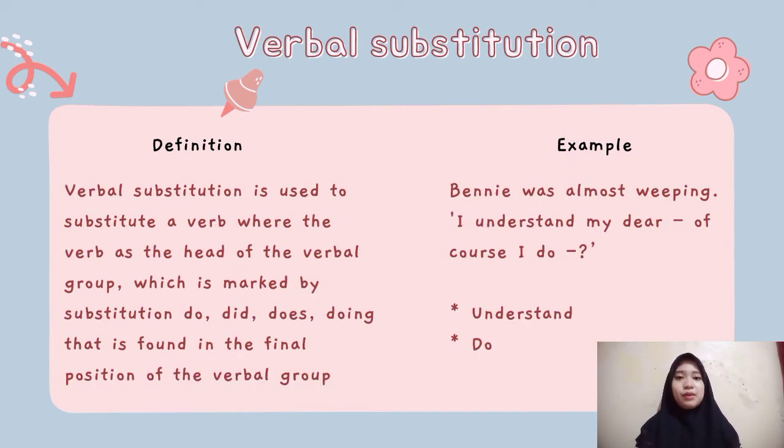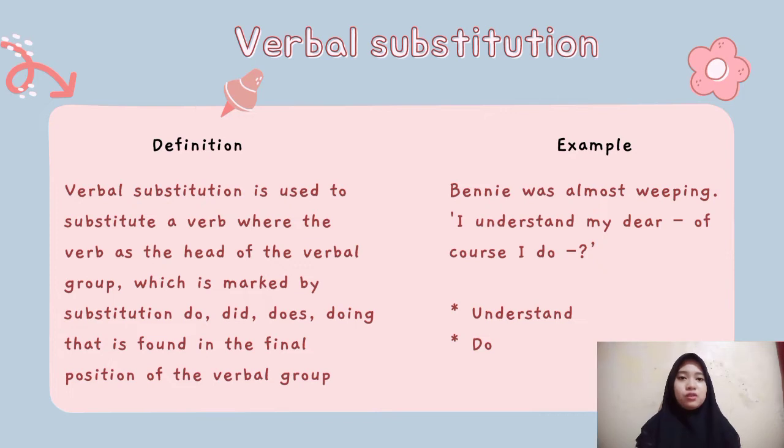Okay, the next example we have is verbal substitution. Verbal substitution is used to substitute a verb, where the verb is the head of the verbal group, which is marked by the substitution do, did, does, doing, found in the final position of the verbal group. As we can see in the example here, Benny was almost weeping. I understand, my dear. Of course I do.